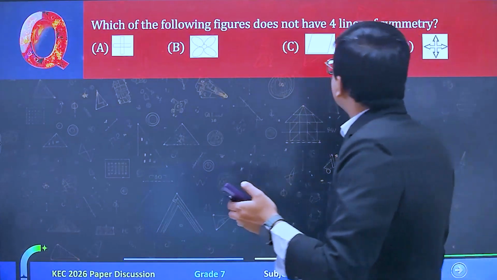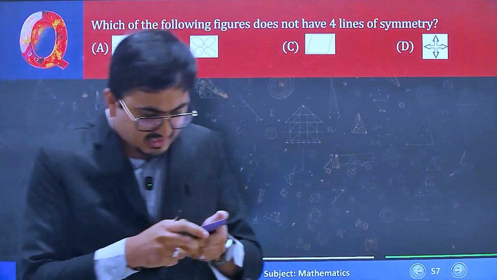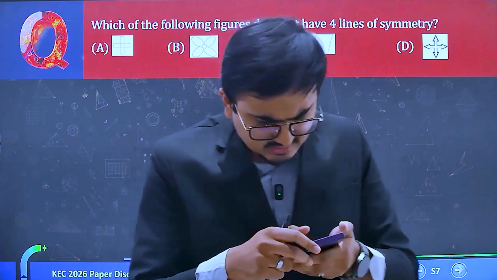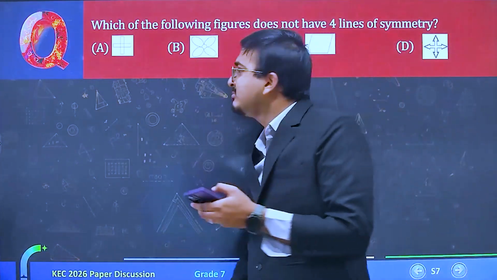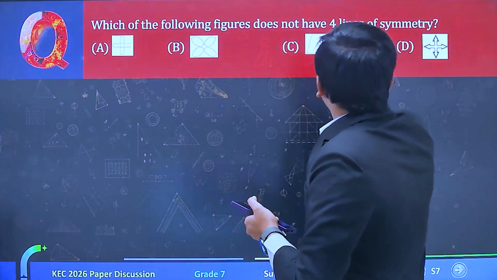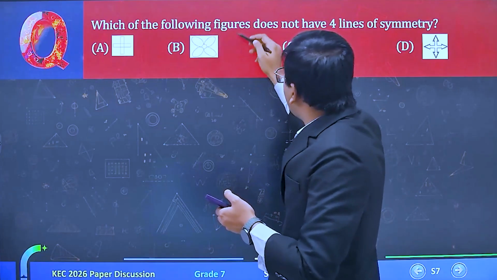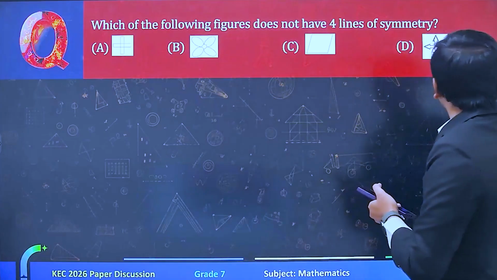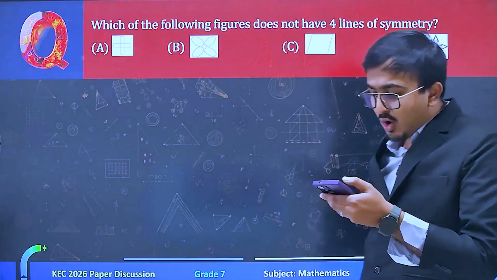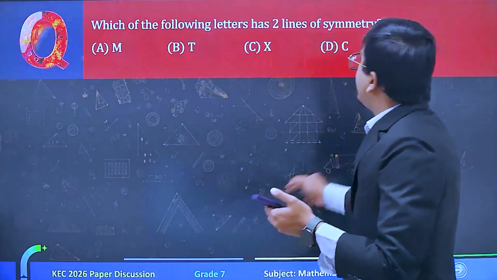Next. Which of the following will have 4 lines of symmetry? Come on. A, B, C. Okay. Two do not have 4 lines of symmetry. Check it. 1, 2, 3, 4. Okay, 1, 2, 3, 4. Only the C will not have 4 lines of symmetry. Very good. Moving to next.